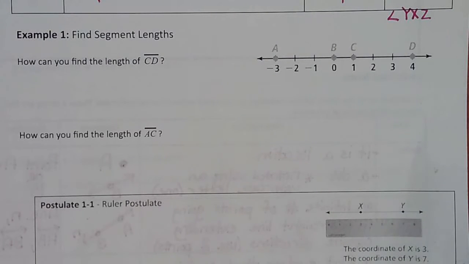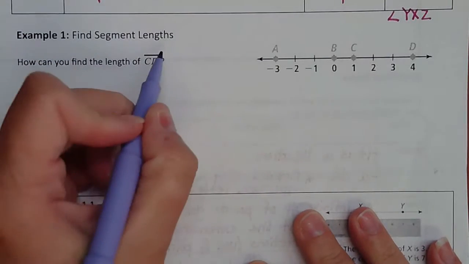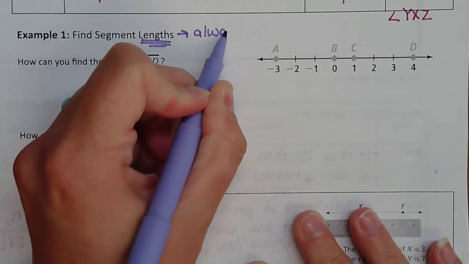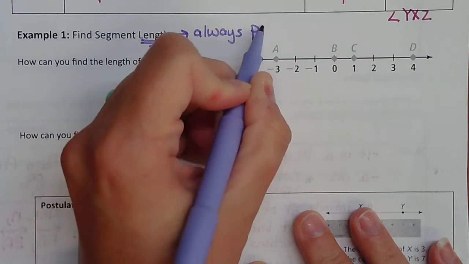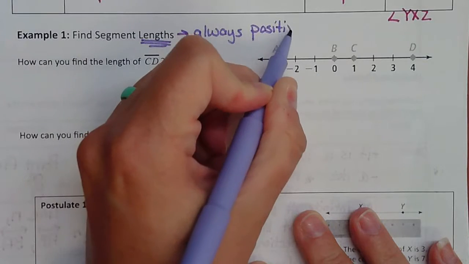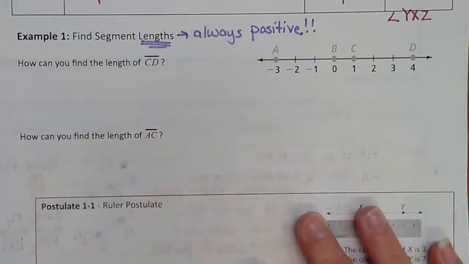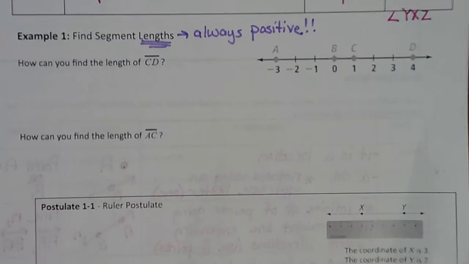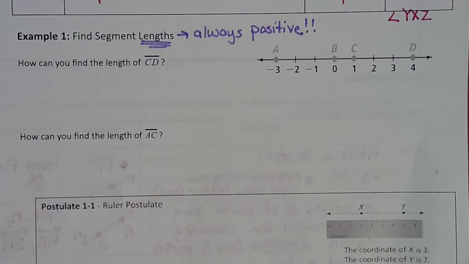On a ruler, do you have any negative numbers? On a ruler? No, it starts at 0. On a tape measure, you do not have any negative numbers. So when you are talking about lengths, it's always going to be positive, no matter what. You're counting. When you first learn to count, you go 1, 2, 3, 4. You don't start with negatives or things like that. You're going to be counting on a number line.